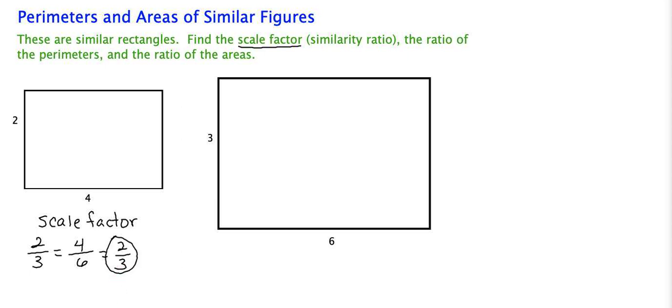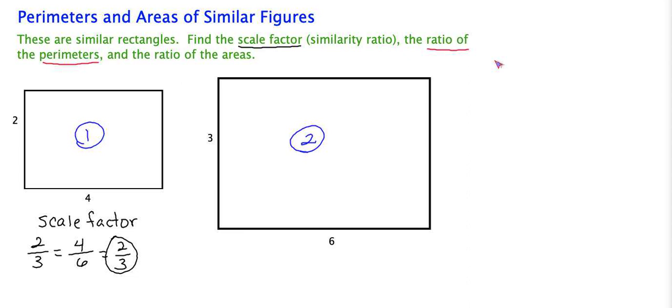Now, what about the ratio of the perimeters? We're going to need to find the perimeters. So we'll find the perimeters in red. Now, let's go back and call this figure 1 and this figure 2. Now, let's find the perimeters. What is the perimeter of figure 1?